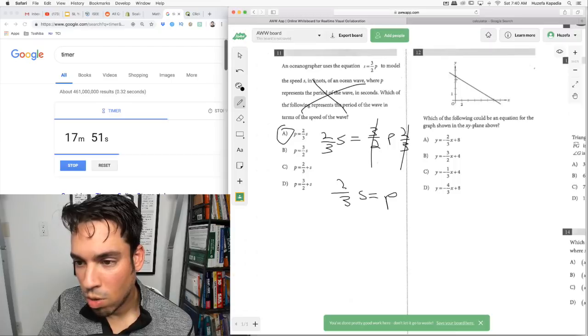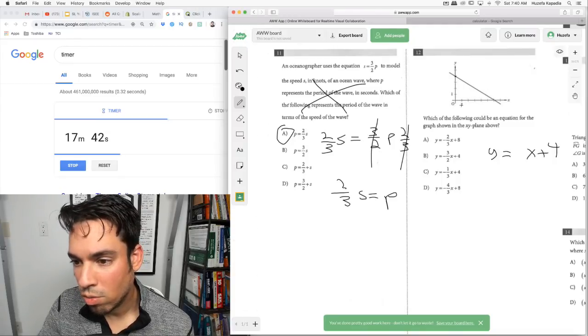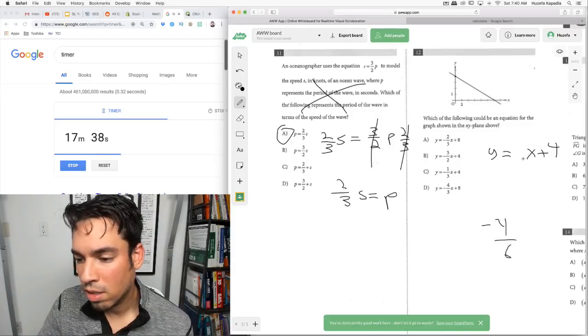Which of the following could be an equation for the graph shown in the xy-plane? Okay, so it's got a y-intercept of 1, 2, 3, 4, so it's y equals 4 out here. And then the slope is, we're going down 4, to the right 3, 6, down 4, and then to the right 6, or negative 2/3. Negative 2/3 x plus 4.